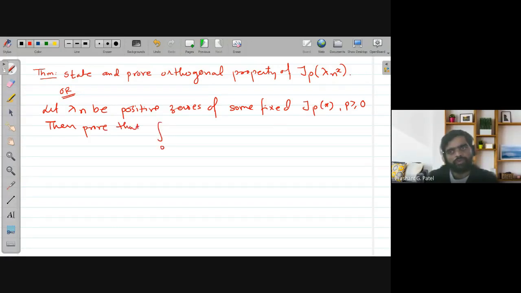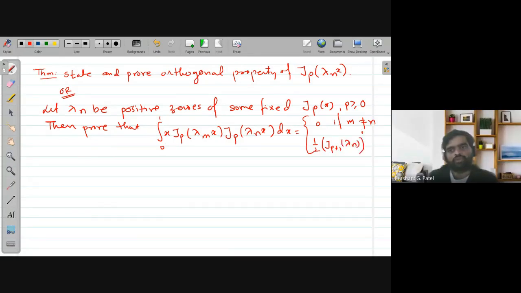the integration from 0 to 1 of x Jp(lambda m x) Jp(lambda n x) dx is equal to 0 if m is not equal to n, and 1/2 [Jp+1(lambda n)]^2 if m is equal to n.